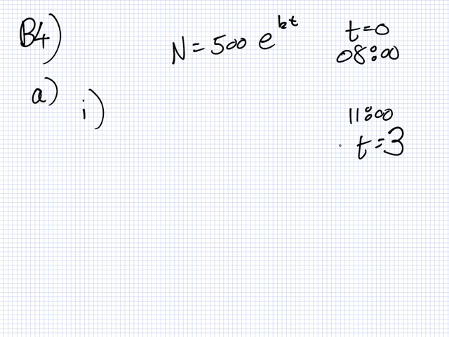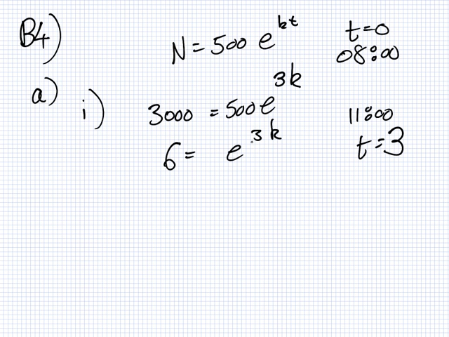Correct, three. And what's the N? How many people heard it? 3,000. So you have 3,000 equals 500 E^(3K). Very good. Divide by 500 and we get 6 equals E^(3K). How do I cancel the E? Log. So log 6, 1 over 3 is equal to K. Hey, I did it. Right, part 2.